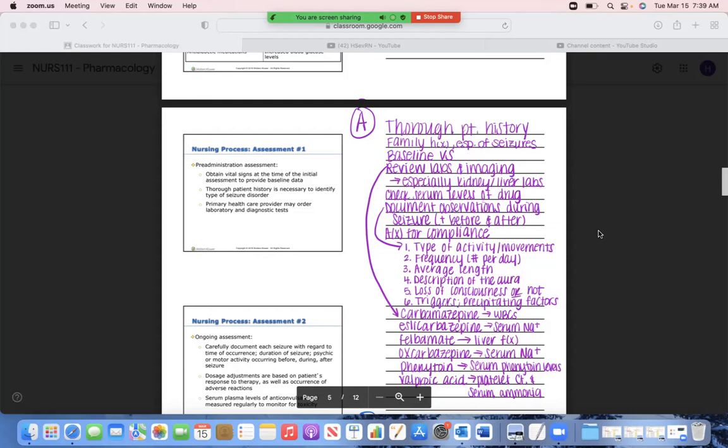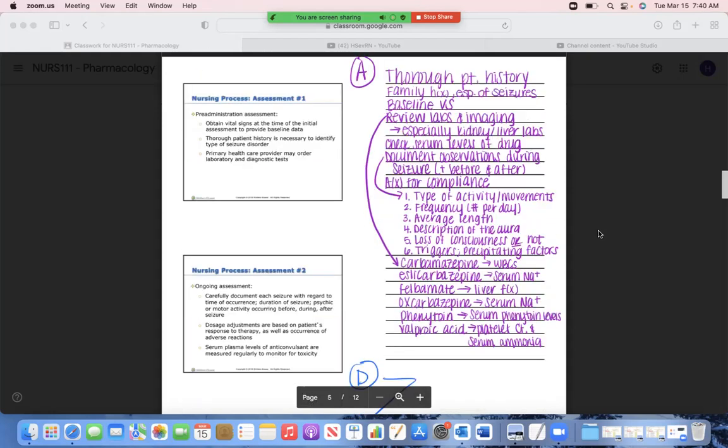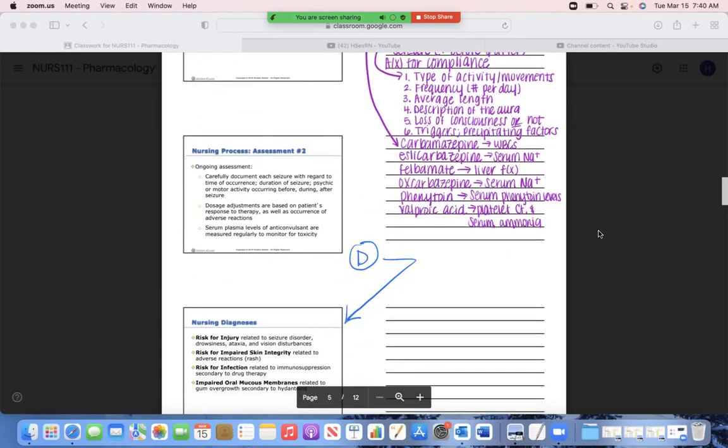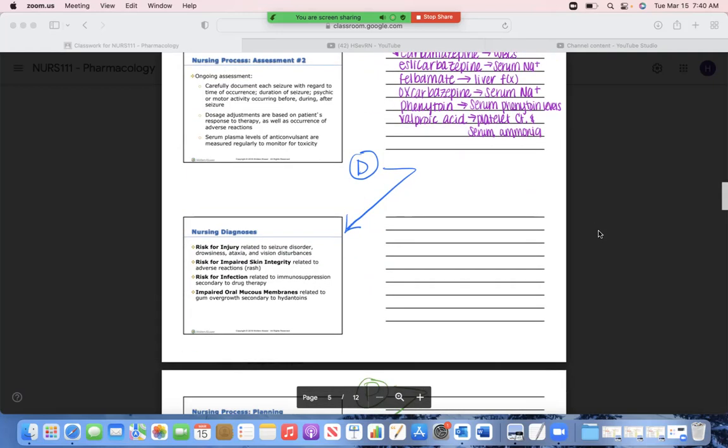Carbamazepine, we want to be checking their white blood cell count before we give it because of increased risk of infection and suppression, right? Leukopenia. Some medications like carbamazepine, we want to be checking their sodium levels, also oxcarbazepine. Felbamate, we want to be checking liver function. Phenytoin, we need to be constantly monitoring their amount of phenytoin in their blood. And then valproic acid, we want to be watching their platelet counts and their serum ammonia levels.